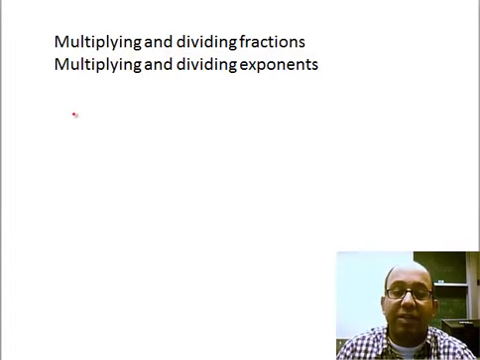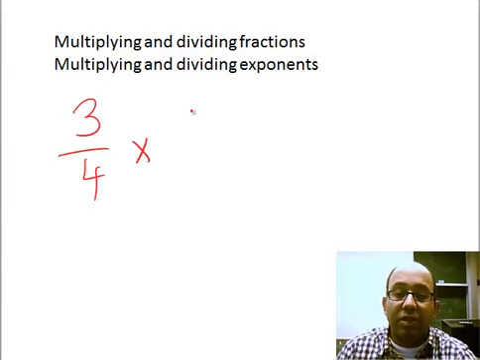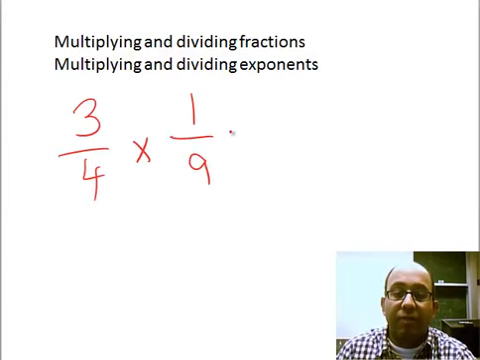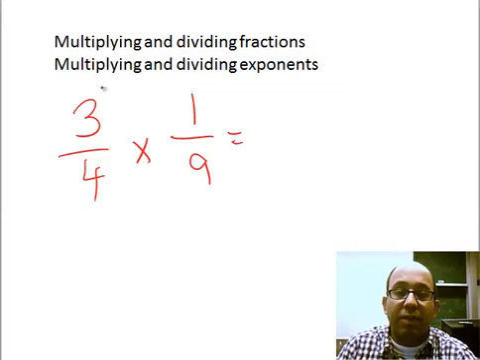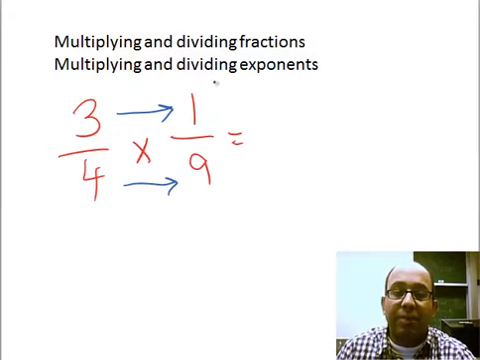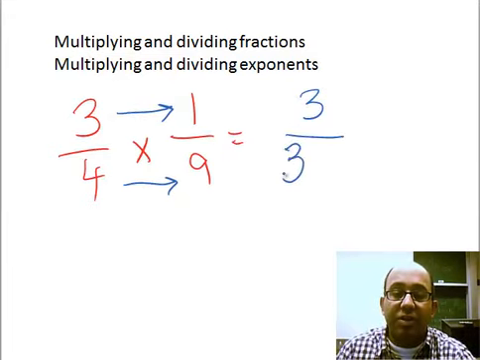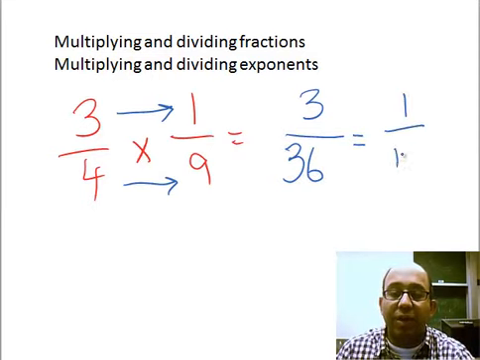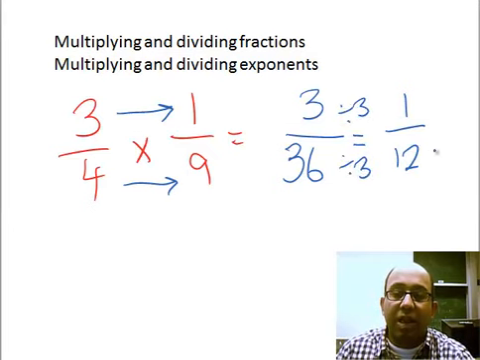Well, multiplying fractions is actually quite easy. So we have 3/4 times 1/9. All you do is you multiply across the top and across the bottom of every fraction. So the top of the fraction is called the numerator, and the bottom of the fraction is called the denominator. You do 3 times 1, and you get 3. 4 times 9 is 36. And if you can, you reduce, and that's 1/12. So you can divide that one by 3 and divide that one by 3, and you get 1/12.